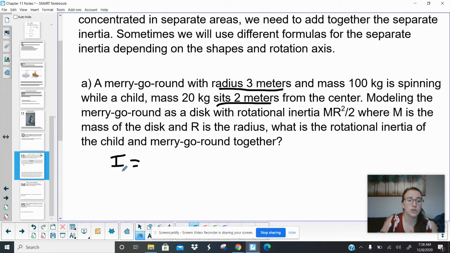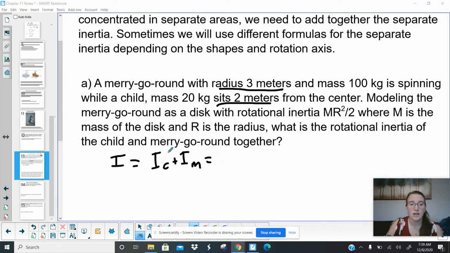Again, our total inertia is going to be the inertia of the child plus the inertia of the merry-go-round. So we're going to expand this out. The formula, once again, for the child is just m. I'm going to use a lot of subscripts here. You technically don't have to. You just have to be very careful to understand which masses and which radiuses go with what. This is the mass of the child.